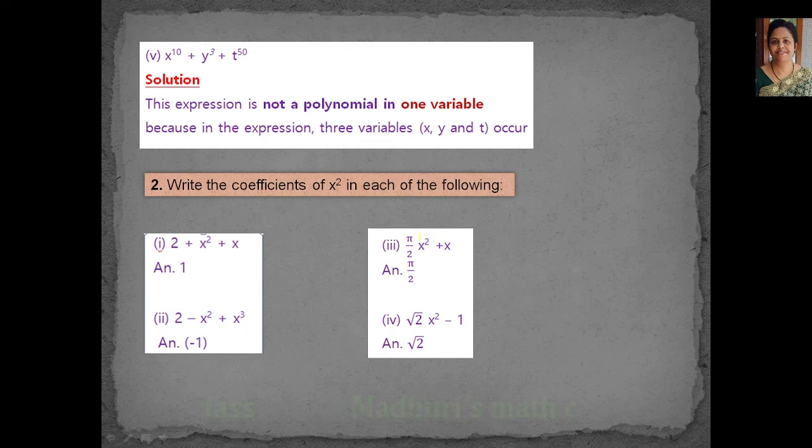Next, here the x squared term is pi by 2 x squared. So the numerical part is other than x squared. What you can see here? Pi by 2. So pi by 2 is the coefficient of x squared. Here root 2 x squared minus 1. So the term with x squared is root 2 x squared. What is remaining? Root 2. So root 2 is the coefficient of x squared.